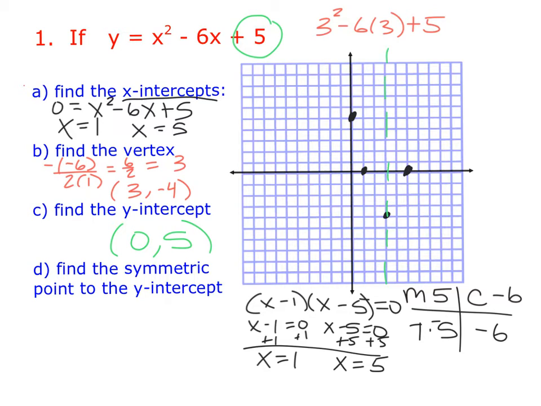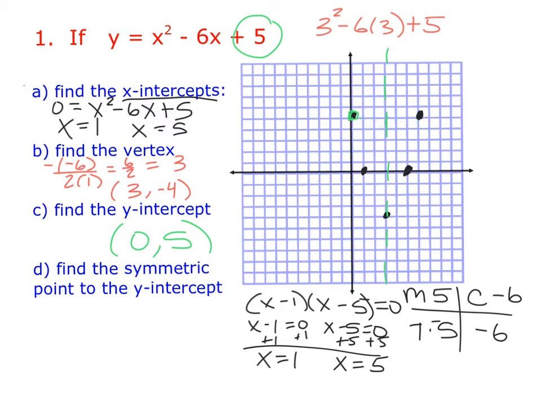So if you notice, how far away is my y-intercept from my axis of symmetry? 1, 2, 3. So then we're going to go 3 more. 1, 2, 3. So this is our symmetric point. It's right here. So it's 3 away from our axis of symmetry. So then we go 3 more, right? Because it's symmetric, it's the same distance away. So you did that in pre-algebra.